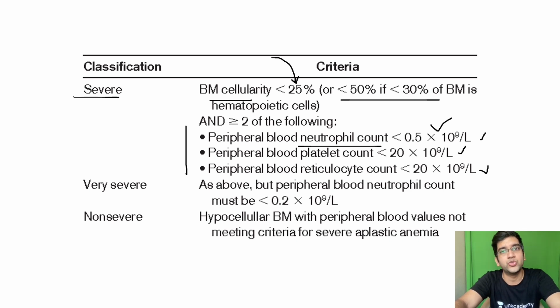And I want you to get used to per liter. That's how I'm going to diagnose. Which means, in other words, here the neutrophil count is less than 500 per cubic mm, right? So platelet count of less than 20,000 or 20 into 10 power 9 per liter. It's always multiplied by 1000.